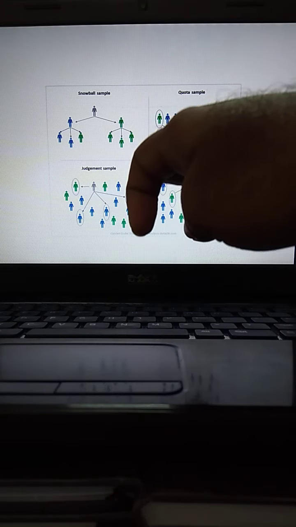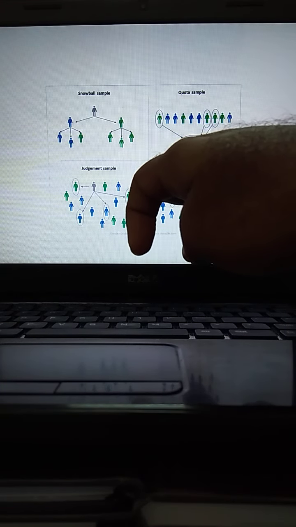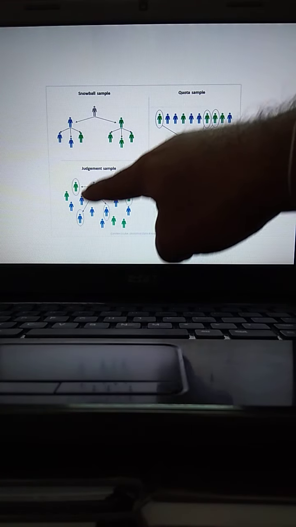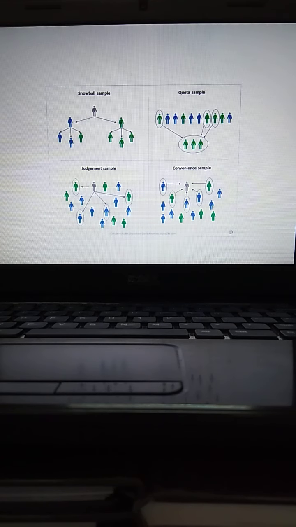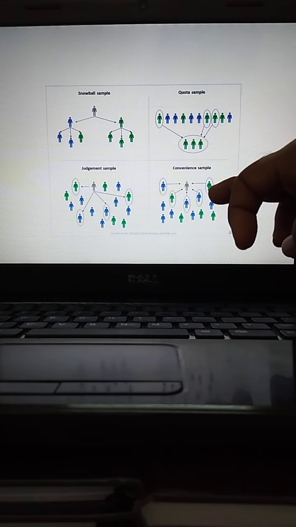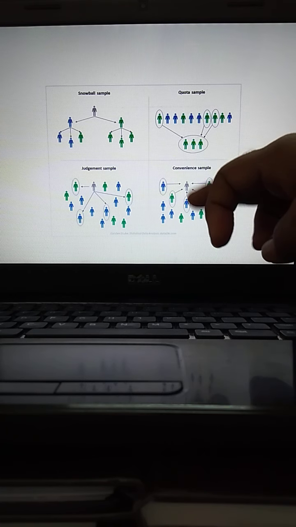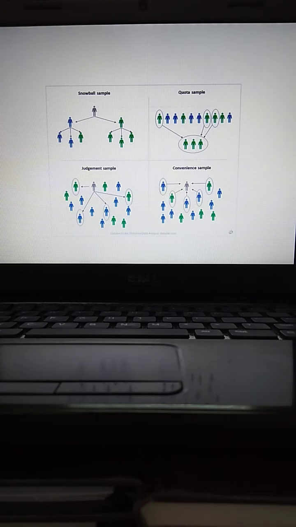Now here, based upon personal bias, personal judgment, objectivity, the sampling units will be selected by the selector. According to the availability, might be time, distance, whatever it may be, the sampling units would be selected. What do we call this? Convenience sample.